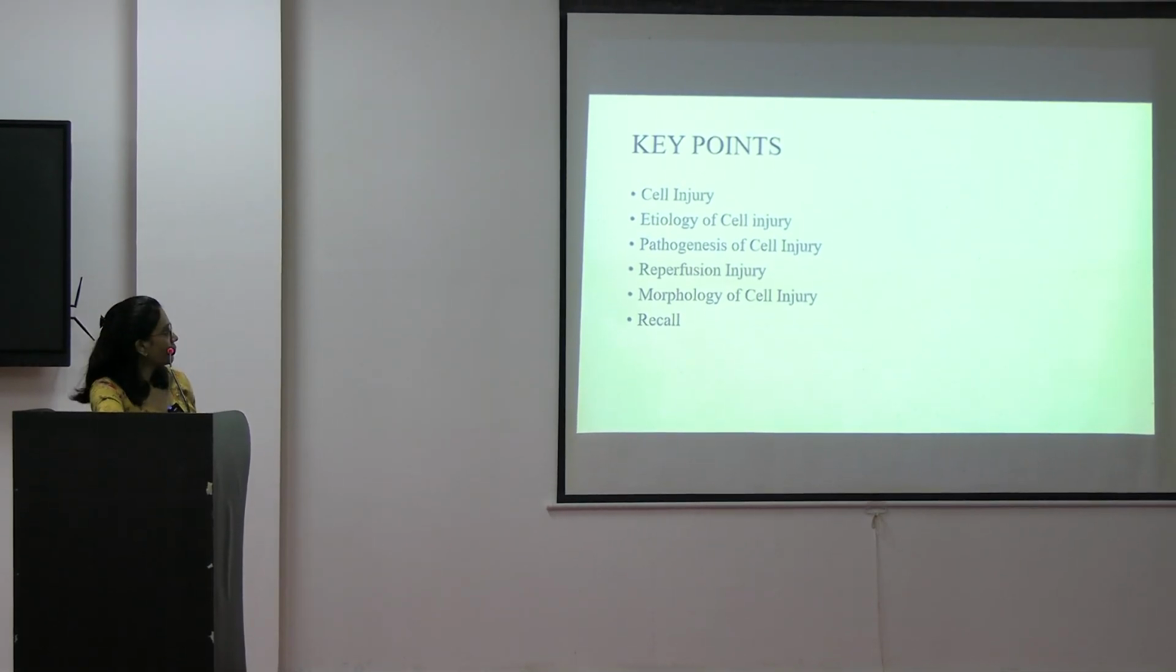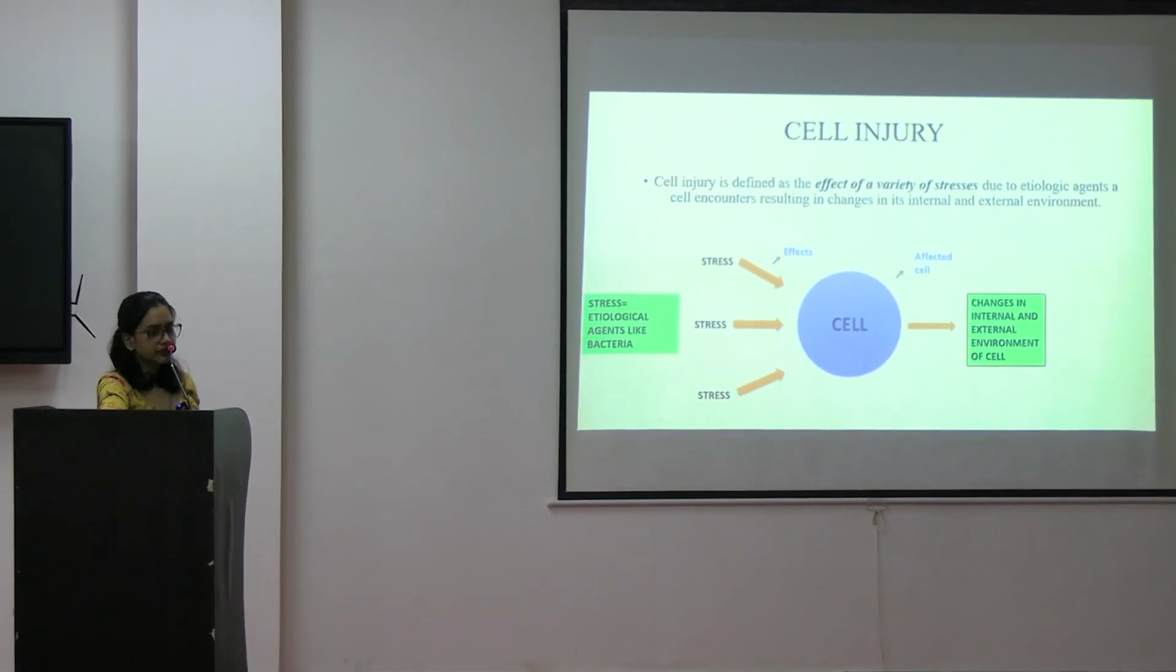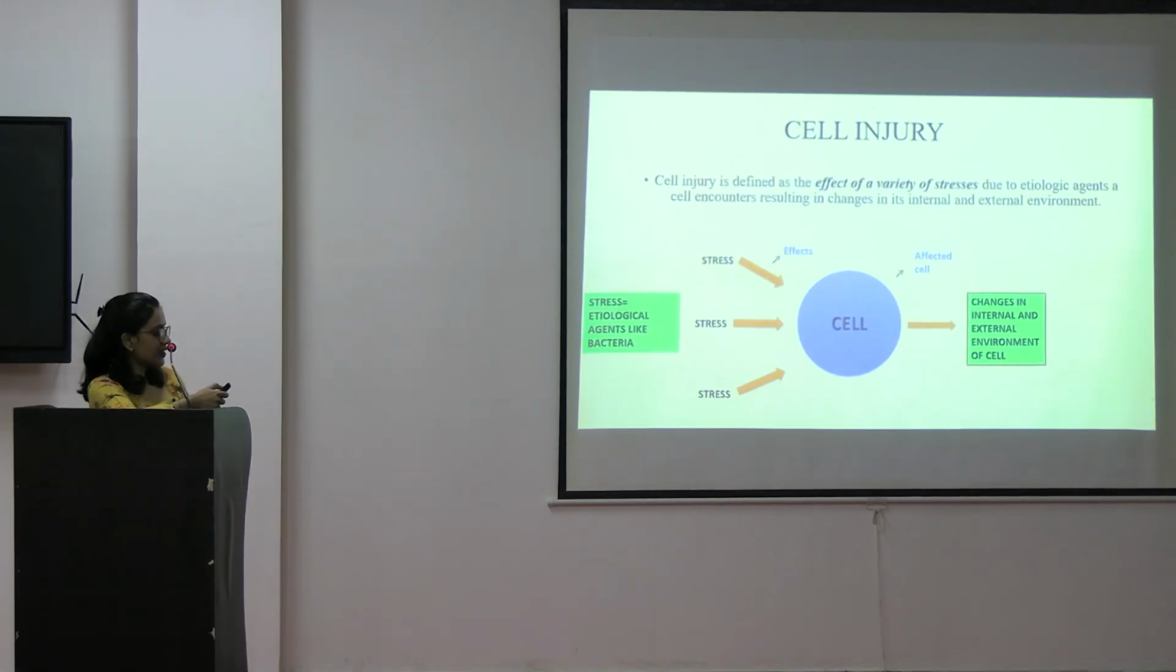a small recall session. So what is cell injury? So cell injury is defined as the effect of a variety of stresses due to etiological agents which a cell encounters resulting in changes in its internal and external environment. So considering this as a cell in presence of stressor agents like bacteria or any physical trauma or anything for that matter, the cell will undergo certain changes both within itself and also in its surrounding stroma. So those changes together, they are known as cell injury.